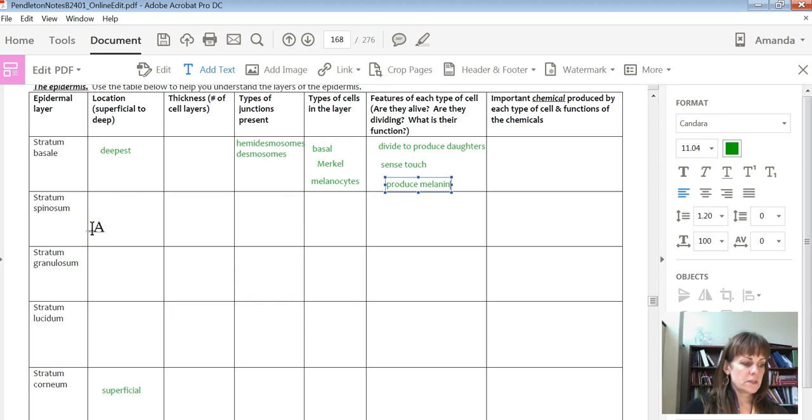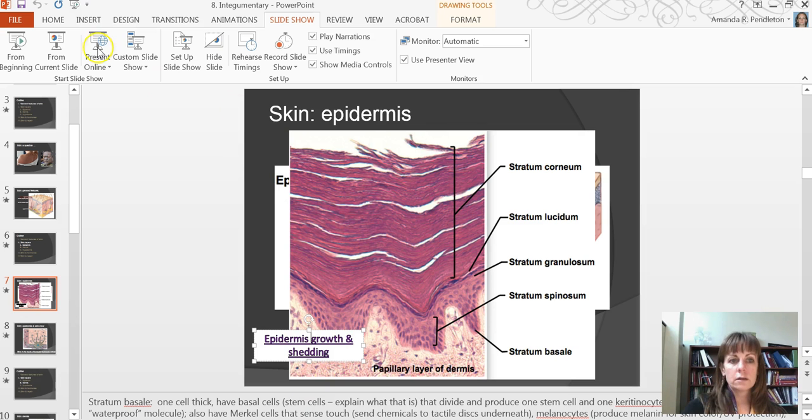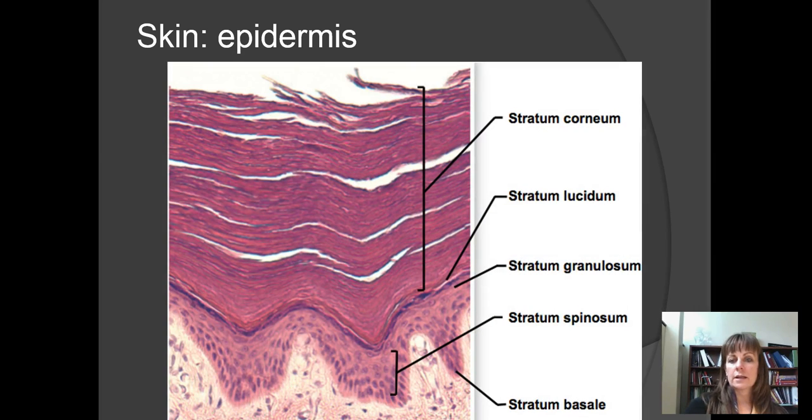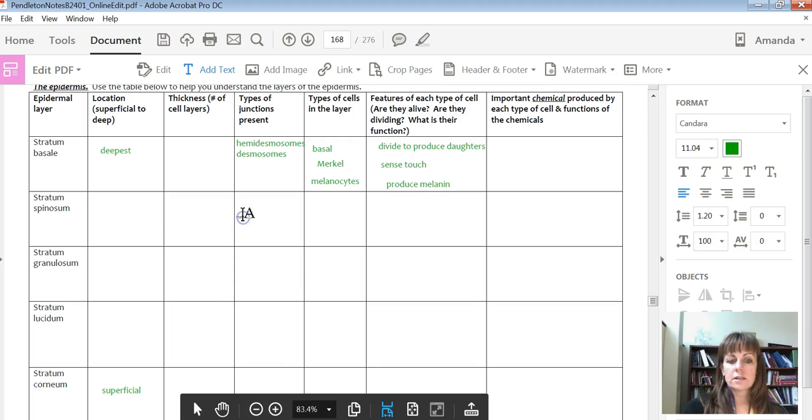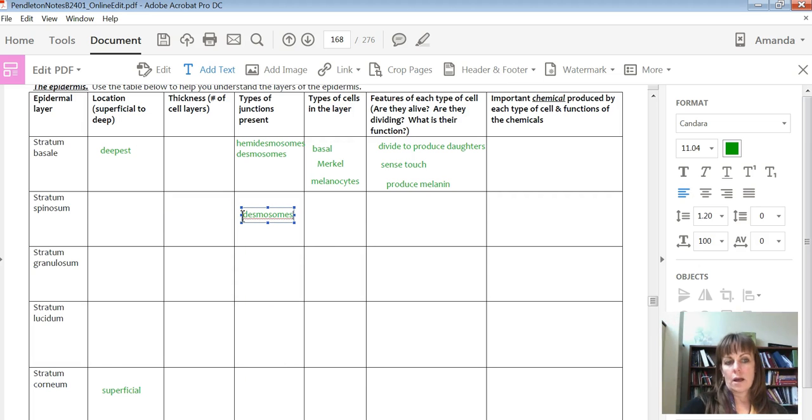Okay, so stratum spinosum, as a reminder, we're looking at these cells that are just above the basal cells. Okay, so we don't need to be anchored to connective tissue. So instead, we are just going to have desmosomes that anchor us to our neighbors, but don't anchor us to connective tissue underneath.